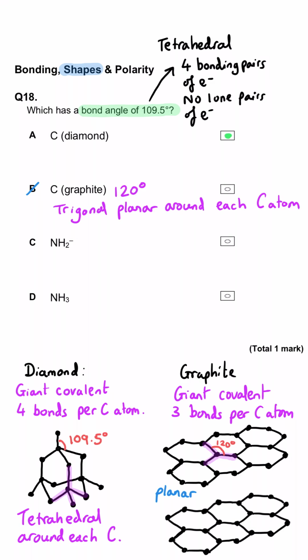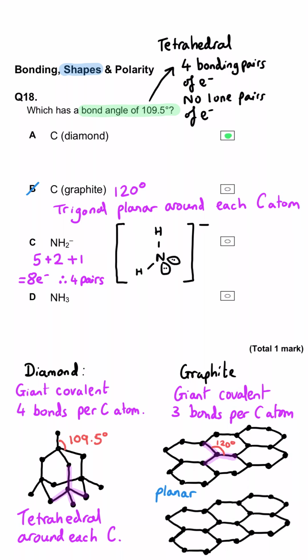In C, NH2-, nitrogen is in group 5, so has 5 valence electrons. It's connected to 2 hydrogen atoms, and then there is a negative charge, which means an electron has been gained, which means this will have a total of 8 electrons, therefore 4 pairs of electrons. 2 of those pairs will be bonding pairs between the nitrogen and the hydrogen. The other 2 will be lone pairs, so V-shape.